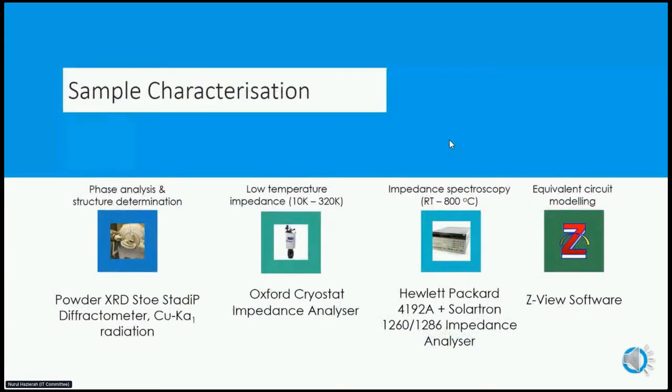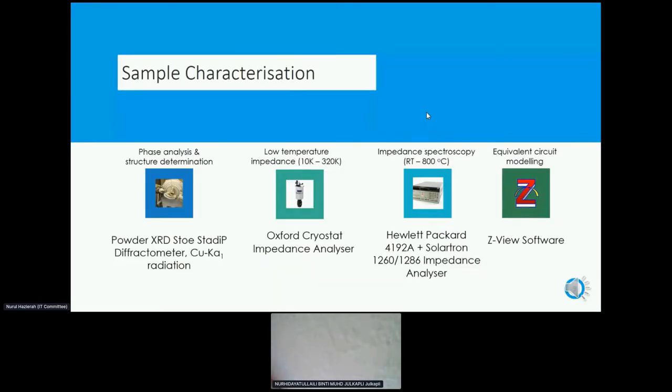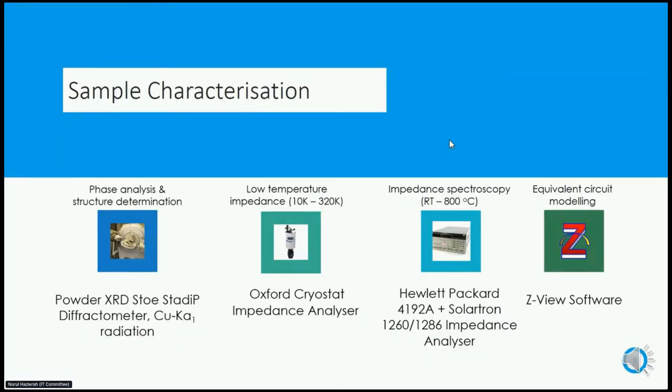For sample characterization, phase analysis and structure determination were carried out using X-ray powder diffraction, with a STOE STADI P diffractometer and an internal silicon standard. For electrical property measurements, sintered pellets were polished and platinum electrode paste applied onto opposite pellet surfaces before annealing at 900 Celsius in air for 1 hour. Low temperature impedance measurements were obtained in vacuum using a cryostat and an Oxford impedance analyzer. For high temperature measurements, samples were placed in a ceramic compression jig inside a high temperature tube furnace. Impedance measurements were performed using a Hewlett Packard and a Solartron frequency response analyzer. Data were corrected for overall geometry and analyzed using the software program ZView.